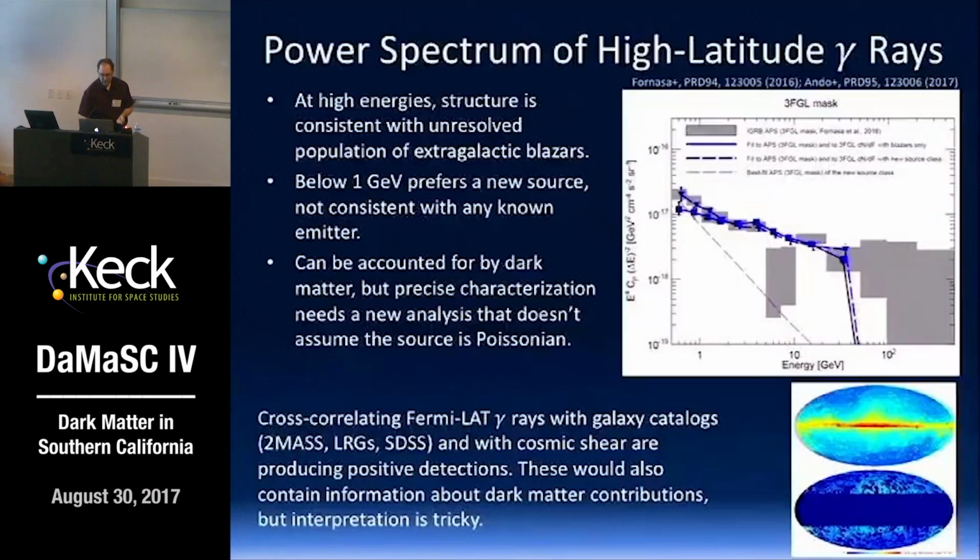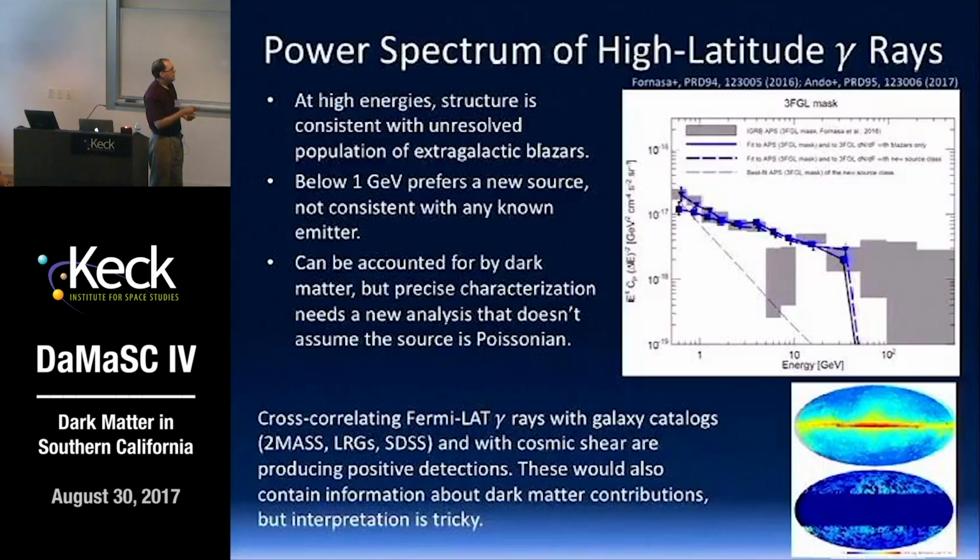And so you could take a power spectrum. Just this year, there was an interpretation of the power spectrum of the gamma rays where you're masking all the structure, and you're just interested in the high latitudes, masking all the point sources, masking the galactic plane. And at the high energies, you get a result that is very consistent with an unresolved collection of extragalactic blazars. It has a spectrum of blazars, and it's approximately Poisson distributed. So that's structure dominated by extragalactic sources.